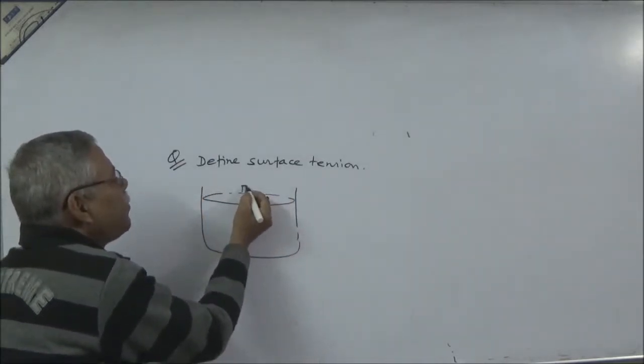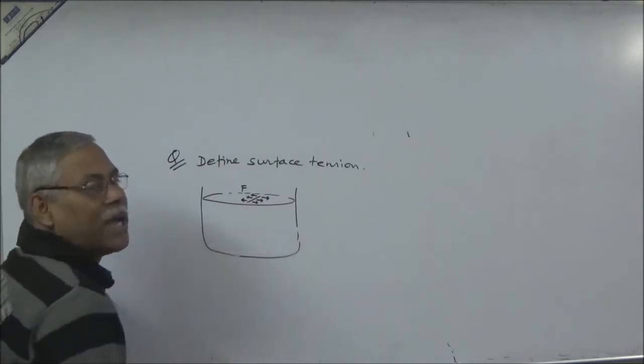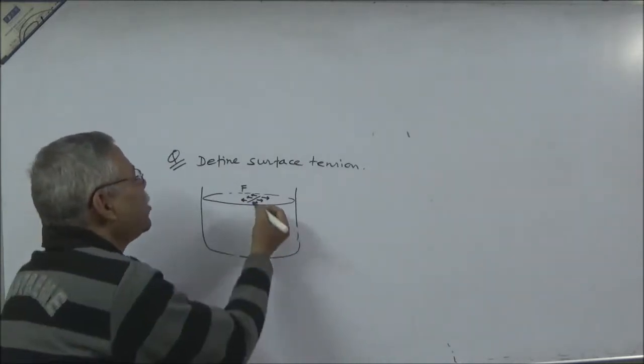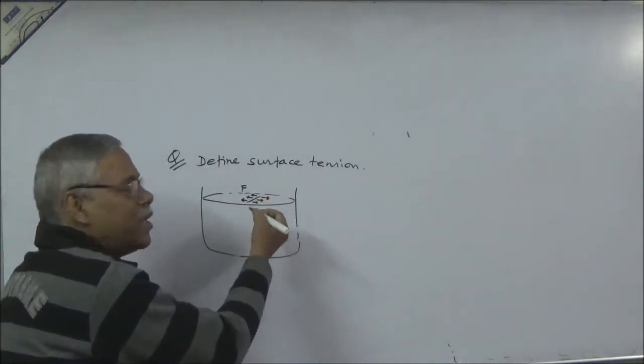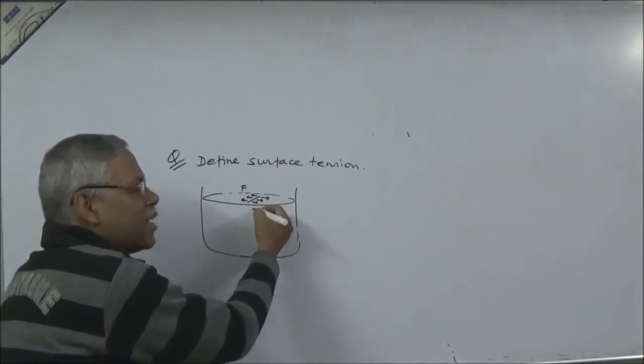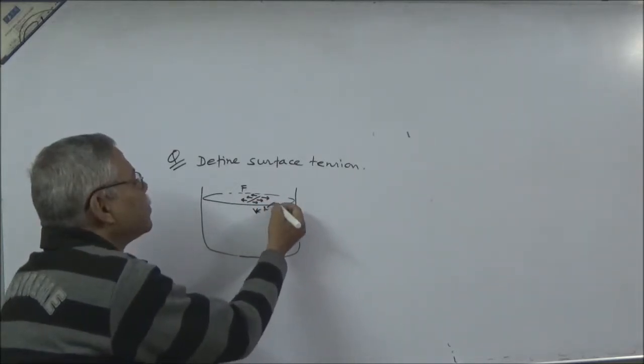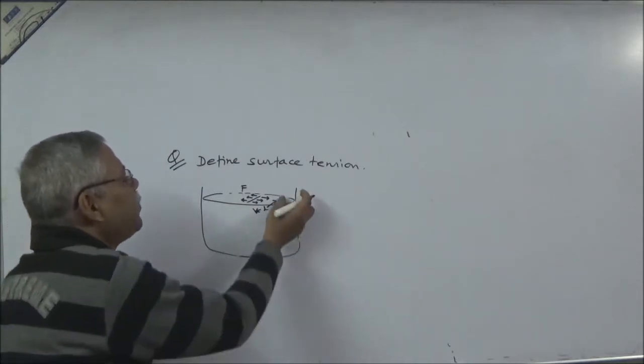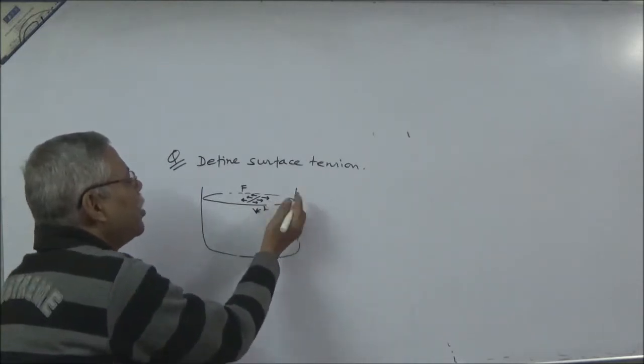Suppose this force is F and the length of the line is L. Suppose the length of this imaginary line is L. Then surface tension is defined as the force acting on unit length.